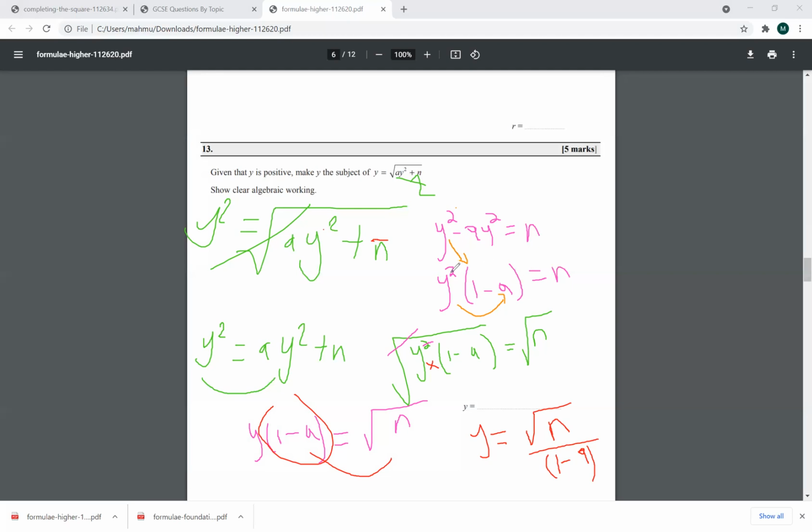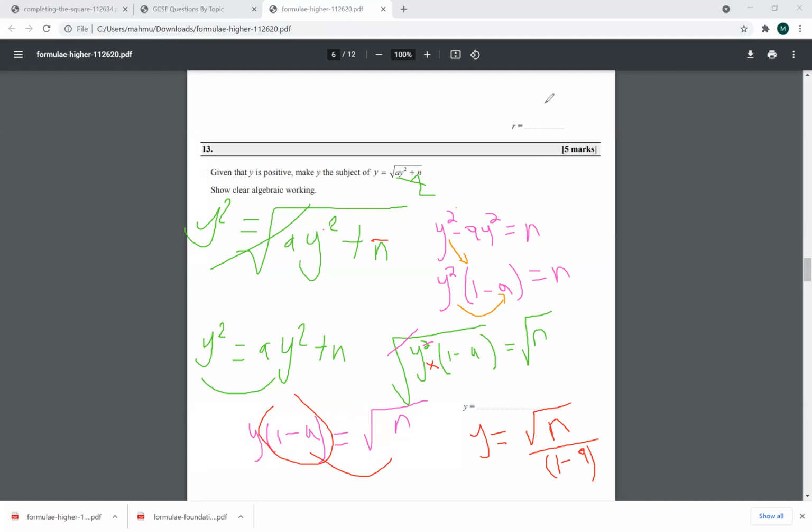Now I saw there's a squared there. So all I do, I wrote it down as it is, in this format. And I saw a squared, I put a square root on both sides. If I put a square root on one side, I have to put it on the other side. So this square root cancels out this squared. So I'm now left with y inside the bracket 1 minus a equals square root of n. Now they want us to make the y on its own. So let's take this 1 minus a to the other side. At the moment, y times 1 minus a. So if I take the times to the other side, it becomes a divide, and this is your answer.